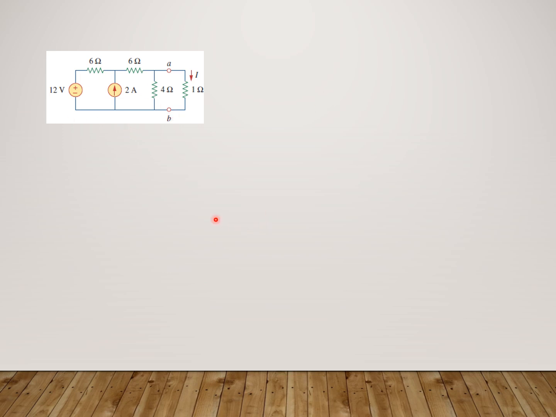And to find out RTH, I have to remove the load resistance from the load terminals. I'll remove the 1 ohm resistance and find out the equivalent resistance at these terminals by making the sources equal to 0. So I have a voltage source and a current source. Voltage source will be short circuited, current source will be open circuited, and we'll redraw the circuit. So let's find out RTH here. To find RTH, redrawing the circuit with all the voltage sources and current sources made equal to 0.